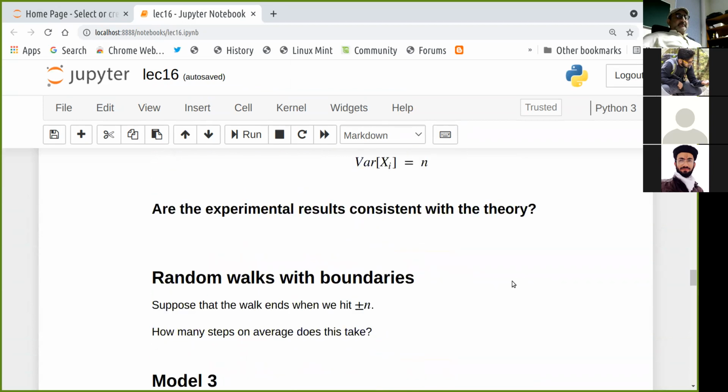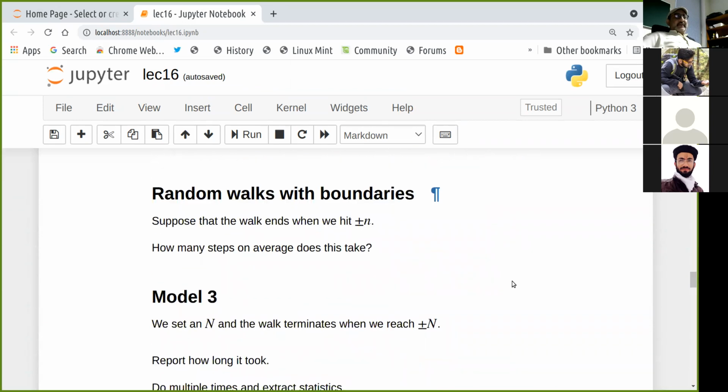All right. Now let's consider a slightly more sophisticated model. We'll talk about random walks with boundaries. You could imagine that in some physics experiments, a particle is moving around in a box, and when it hits the wall, it gets absorbed and the random walk stops, right?